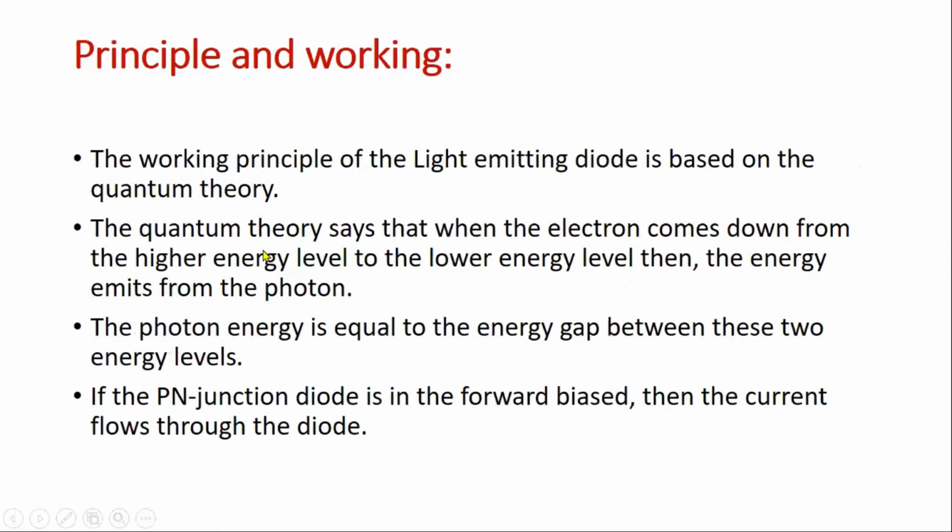So how does it work? Let us see the principle. The working principle of a light emitting diode is based on the quantum theory. The quantum theory says that when the electrons come down from a higher energy level to a lower energy level, then the energy is emitted in the form of photons. The photon energy is equal to the energy gap between these two energy levels. If the PN junction diode is in forward bias particularly, then the current flows through the diode. We can see the mechanism here.